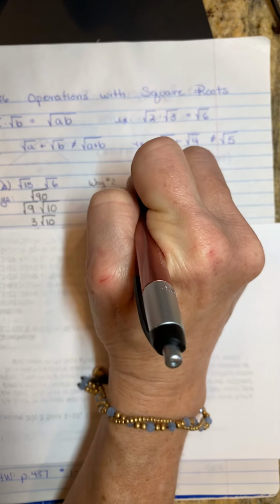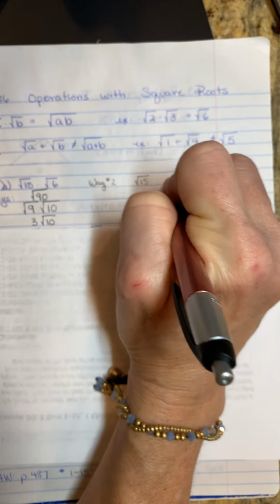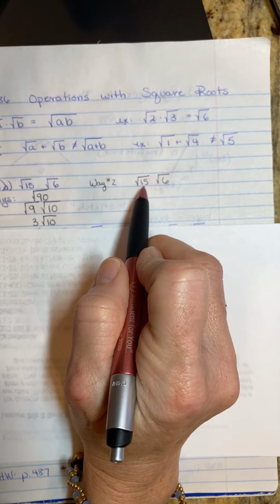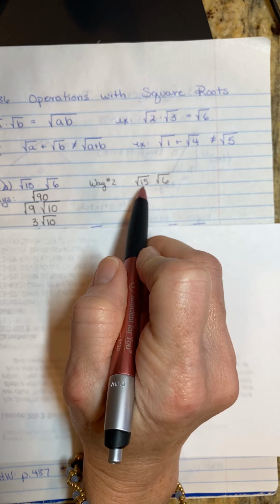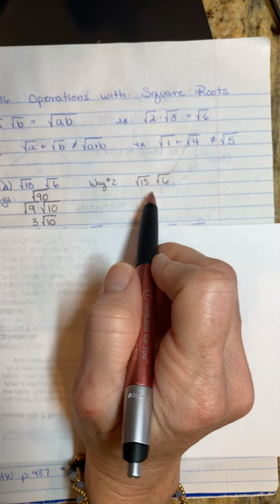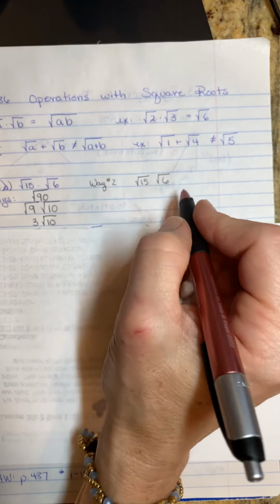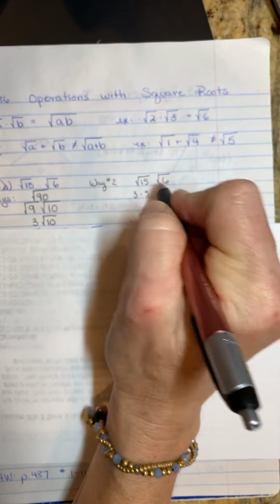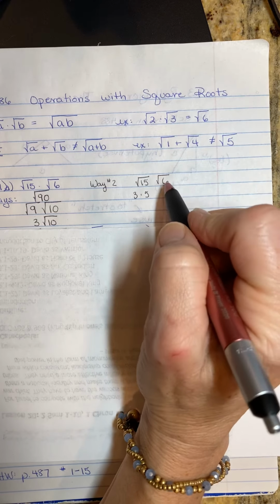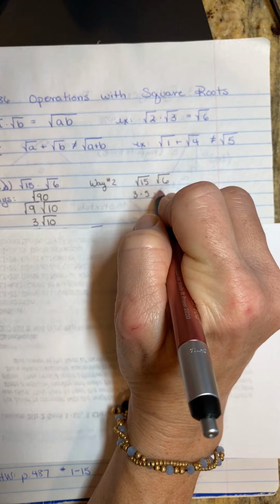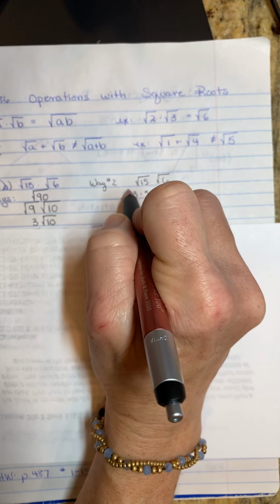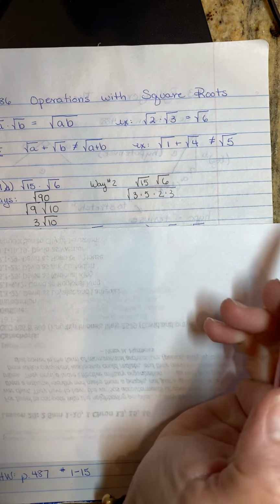When you have the square root of 15 multiplied by the square root of 6, one thing you can do is create a factor tree and get 15 down to its prime factorization. Well, 15 is equal to 3 times 5. Those numbers are both prime. And 6 is equal to 2 times 3, correct? That would all be under the radical.